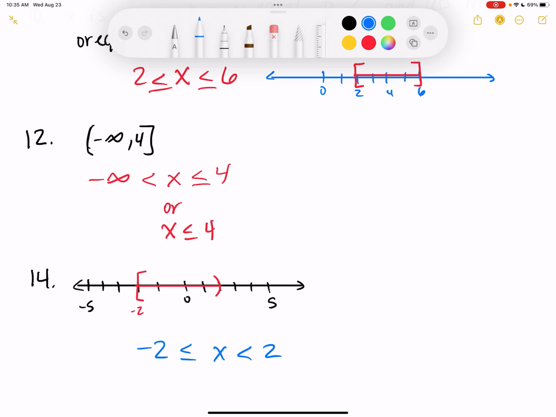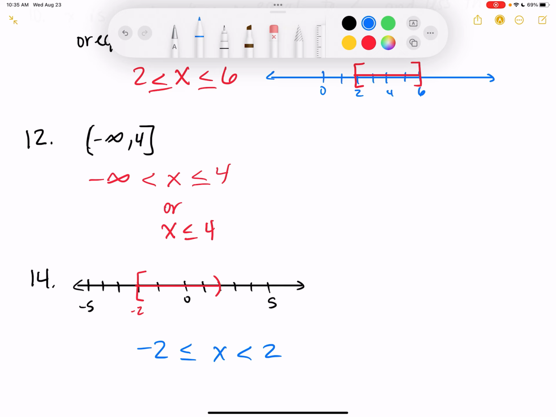Sometimes in the same problem, if I had given you a graph, I may say to write this in inequality notation and interval notation. So just make sure you read that so you don't miss something. Is x 0, or is it just anything in between those two numbers? It's just anything in between.